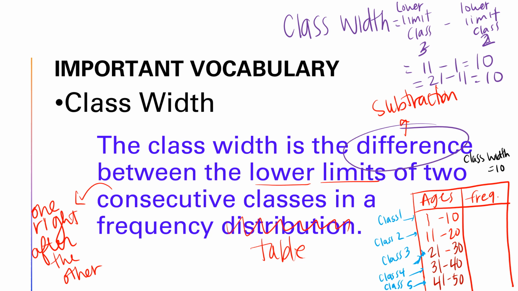Each frequency table is going to have its own class width. This is just an example.